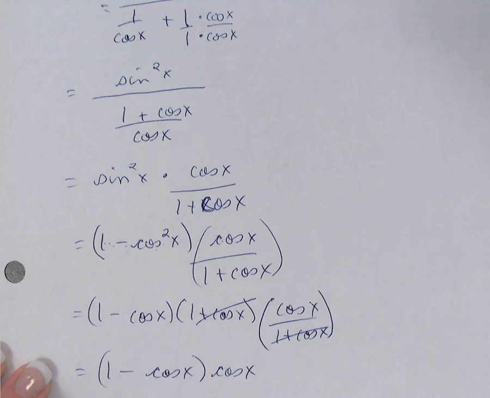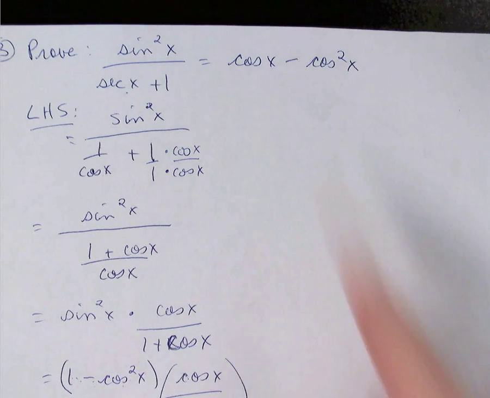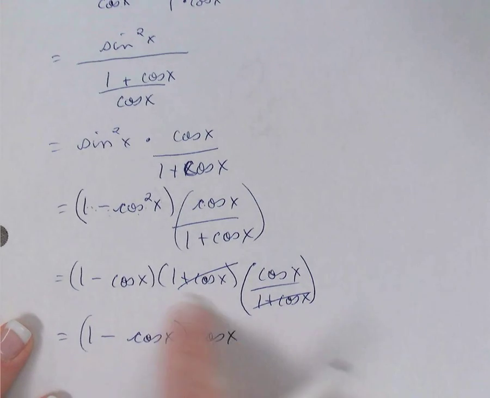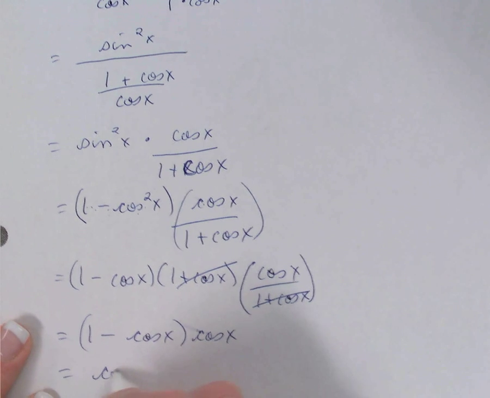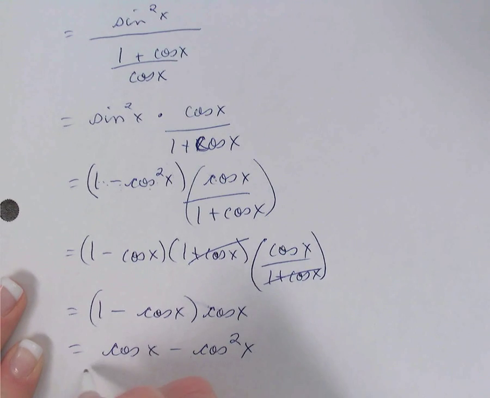Okay, and I'm just going to move back to the question again. You can see that that's very close to this. All I have to do now to get cos x minus cos squared x is multiply my cos x through the brackets one more time. And now I have my right-hand side.